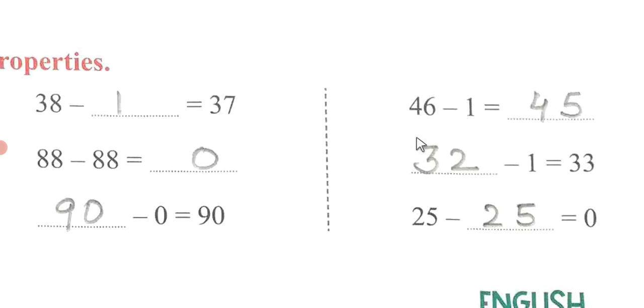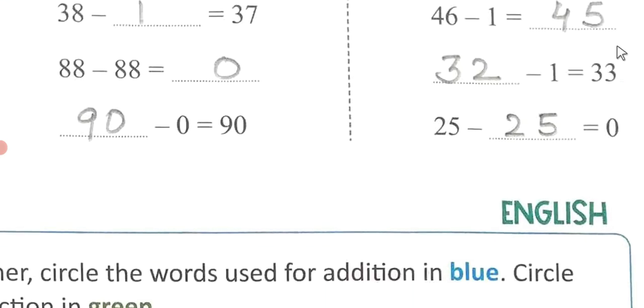Sorry, this is wrong, students. 34 minus 1 is 33. Don't write 32. It is 34 minus 1 is 33. If you put a sign of plus here, it will become 33, but it is the sign of subtraction. So 34, here you don't write 2, here you write 4. 34 minus 1 is 33. 25 minus 25 is 0.